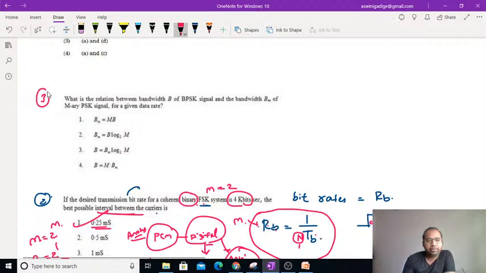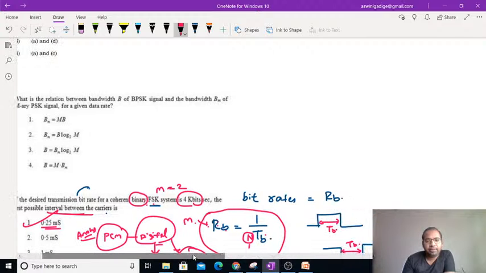Next, coming to the third question. It asks what the relation is between the bandwidth of a binary phase shift keying signal and the bandwidth of an M-ary phase shift keying signal for a given data rate. For this one, we will start with a little bit of introduction so that you can understand very clearly.